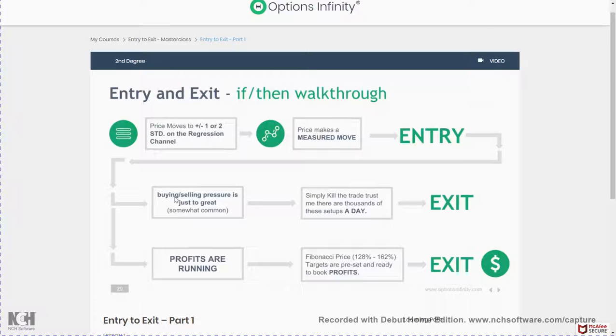Sometimes the buying and selling pressure is just too great, and we simply kill that trade when we have a measured move that goes against us.